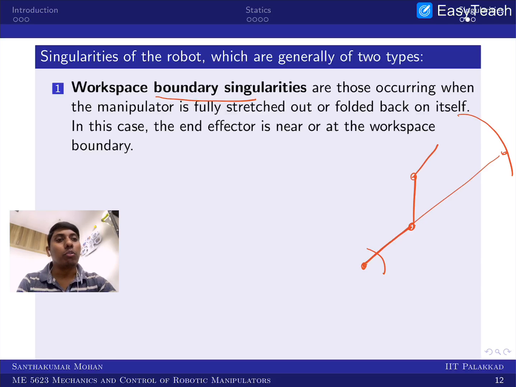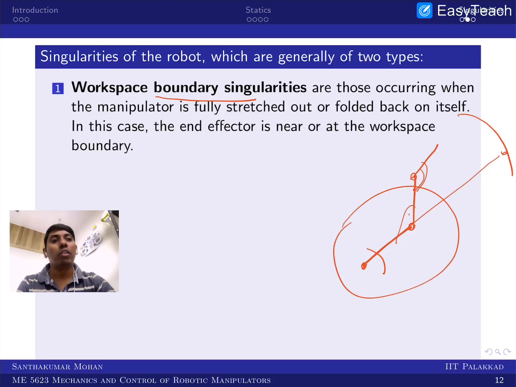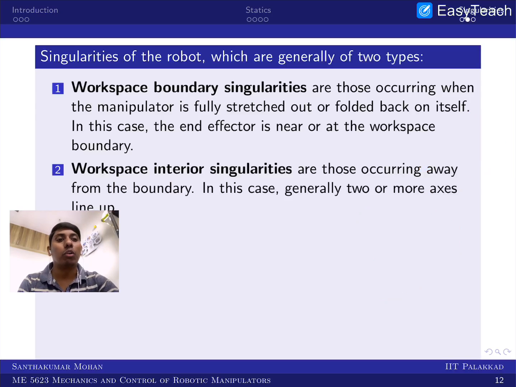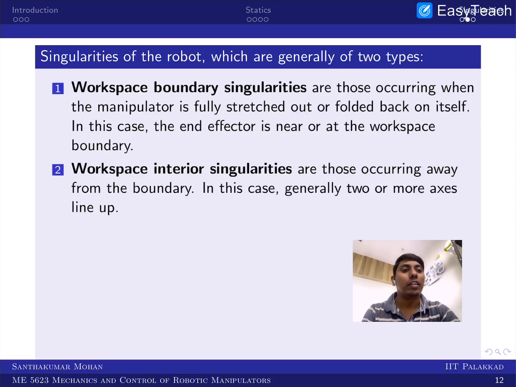So that is what you call workspace boundary singularity. But even collinearity can happen within the workspace. For example, if these two are collinear, then within the workspace also you would have a singularity. That is what you call workspace interior singularity. We will see all of these in detail in the upcoming lectures, but right now we just give an introduction to boundary and interior singularity.